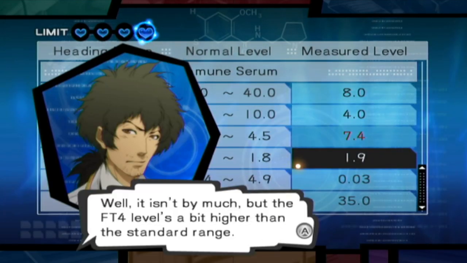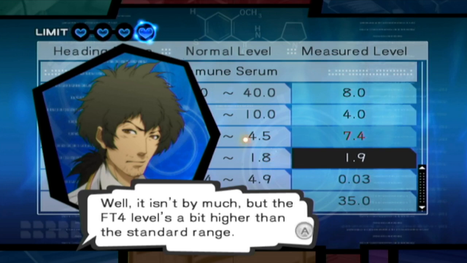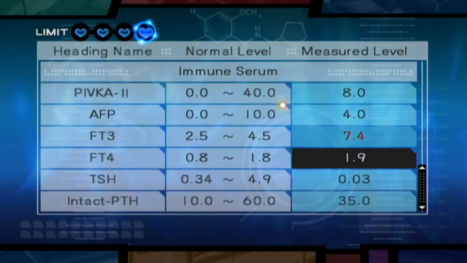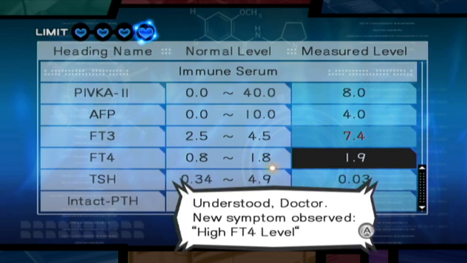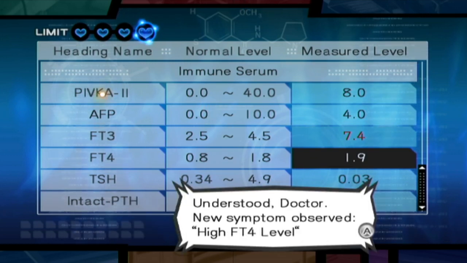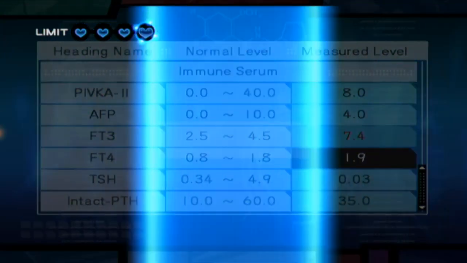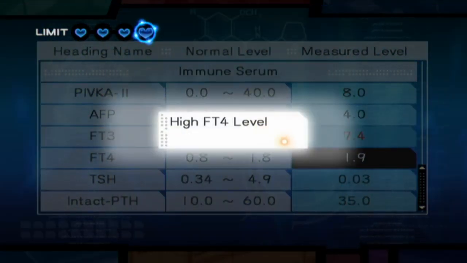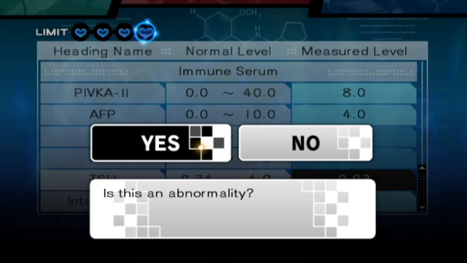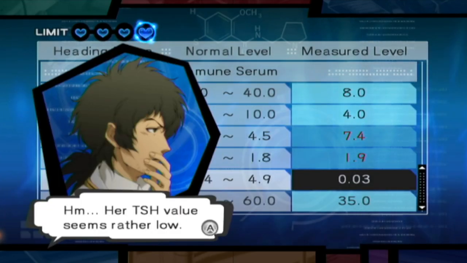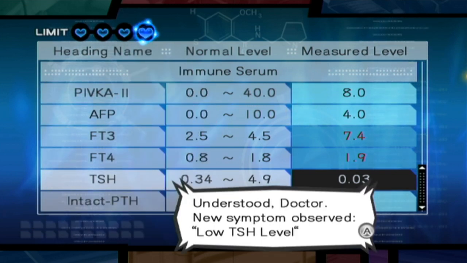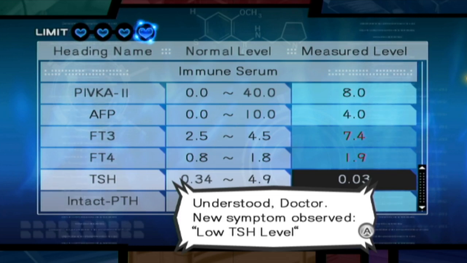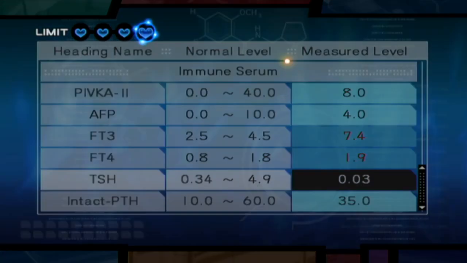Well, it isn't by much, but the FT4 level's a bit higher than the standard range. Roni, record that for me. Understood, Doctor. New symptom observed. High FT4 level. Her TSH value seems rather low. Roni, please record that. Understood, Doctor. New symptom observed. Low TSH level.